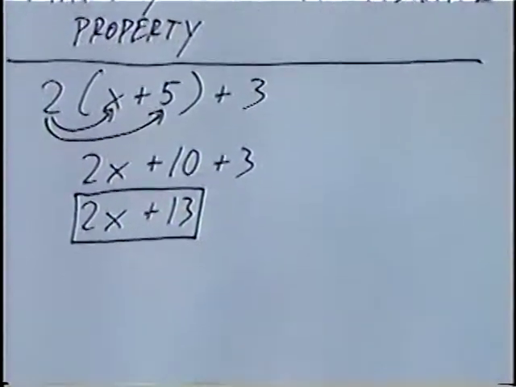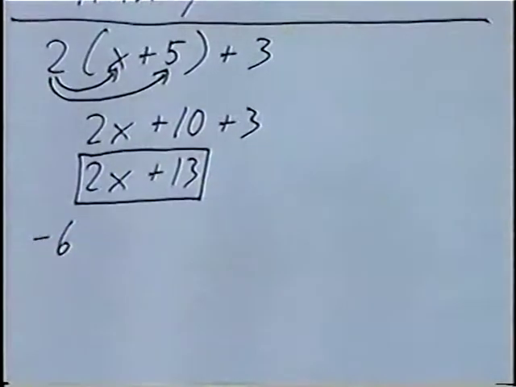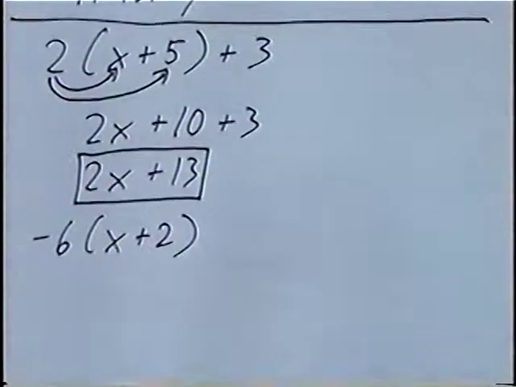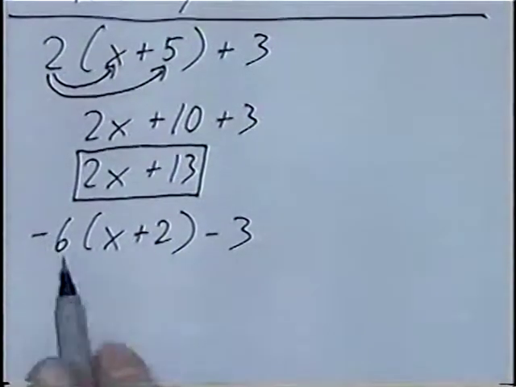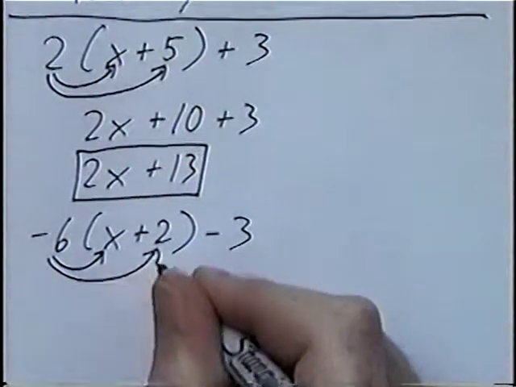Second question, and last question for the section. Negative 6, and inside parentheses, x plus 2, and then minus 3. The number outside the parentheses, negative 6, again goes to the variable and also to the number.